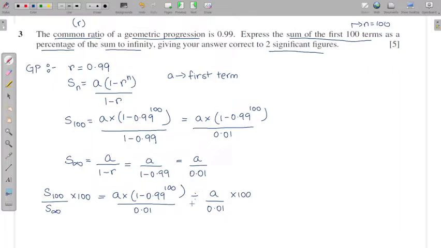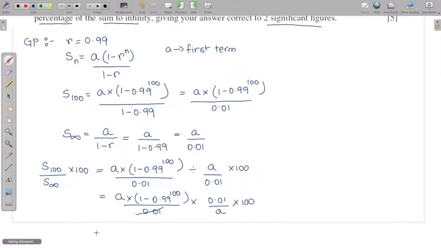So since we have a division sign out here, if we change it to multiplication, we can flip this expression. So this is a into 1 minus 0.99 to the power of 100 by 0.01, into 0.01 by a into 100. From here we can cancel out this 0.01 and this 0.01, and we can cancel out this a and this a. So now we have to calculate 1 minus 0.99 to the power 100, into 100.